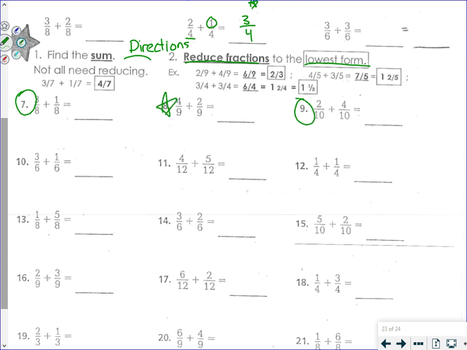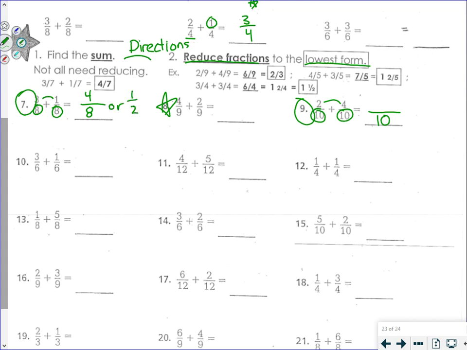So we have 3/8 plus 1/8. Like denominators, so we can just add across. 3 plus 1 is 4. Let's try 9. Pause the video and try 9 by yourself. So we have like denominators, 10. Then we just add across. I forgot to simplify this. I'm sorry.